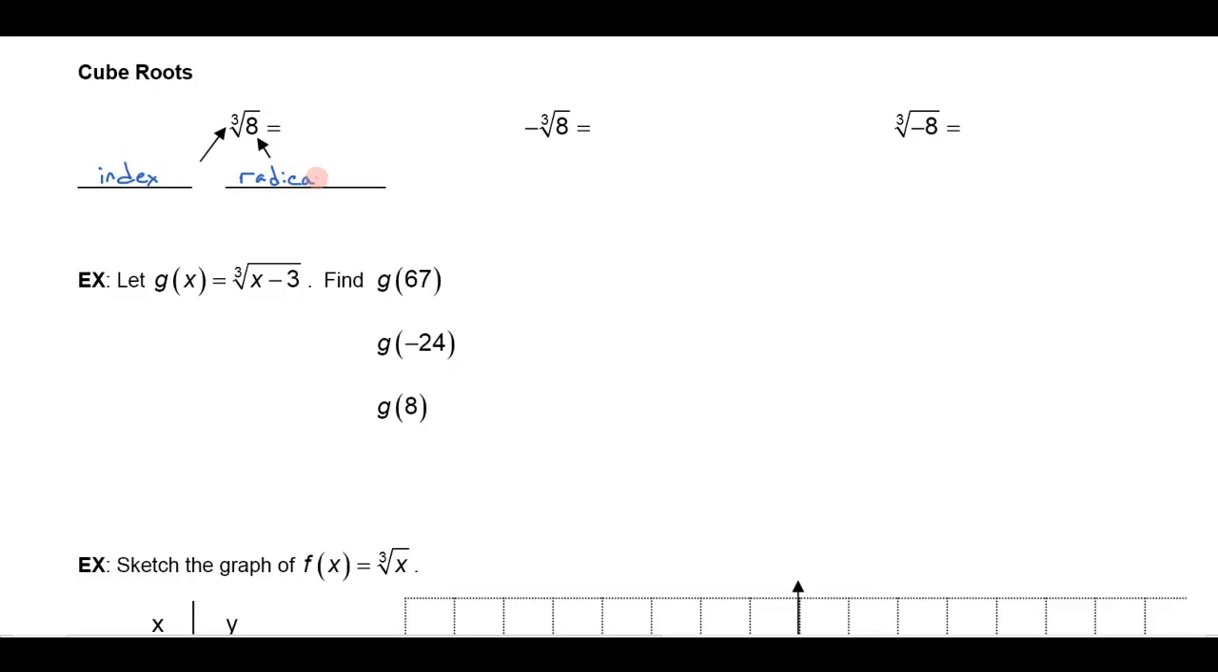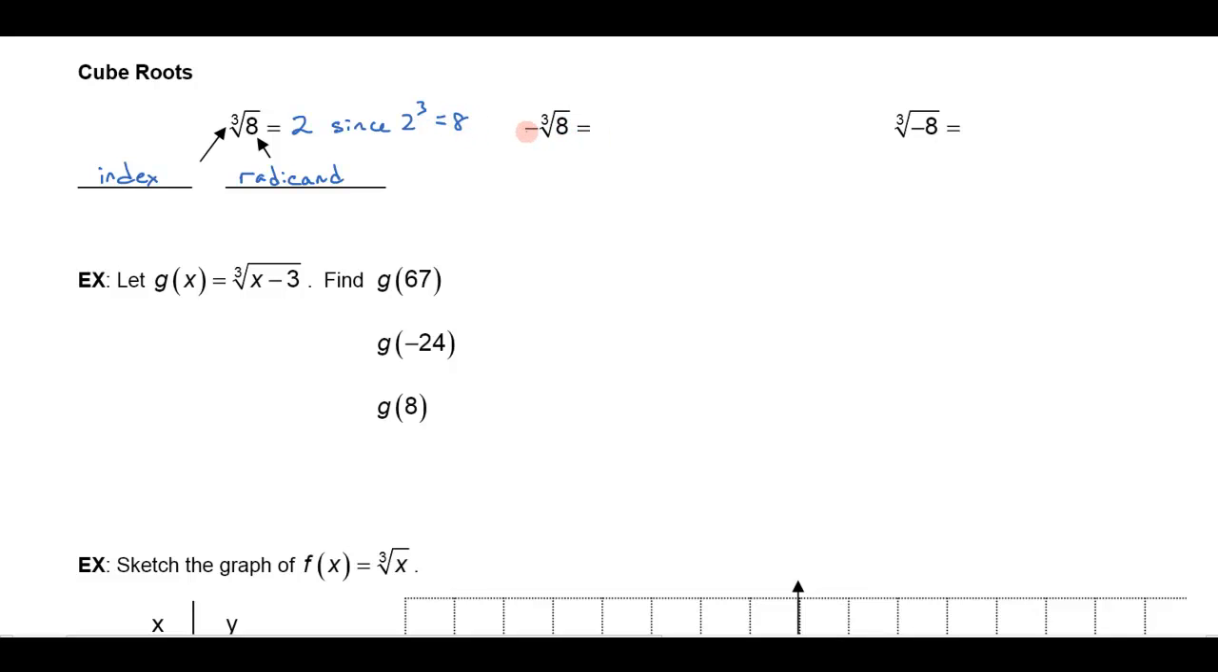So if there's a square root, we could also put a 2 right here for the square root, but square roots are used so commonly that we typically omit that. And so if there's no number there, then we understand it to be the square root, but any other number, cube root. And this means the number that I would multiply by itself 3 times to get 8. And that number is 2, since 2 to the third power, 2 times 2 times 2, is equal to 8.